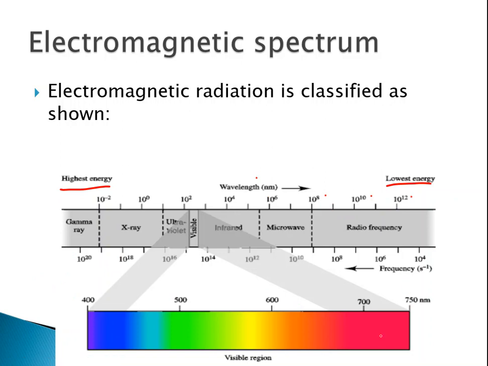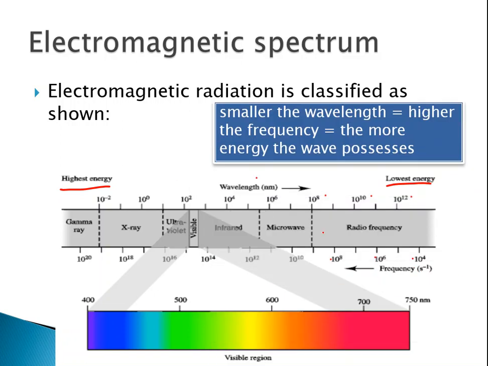If we look at the lower end of the spectrum here, we see that this is also a spectrum of frequency, where the frequency of radiation is increasing: 10 to the 4th, 10 to the 6th, 10 to the 8th, and so forth. So the overarching trend here is that the smaller the wavelength of your radiation, the higher the frequency will be, and the more energy the wave will possess.